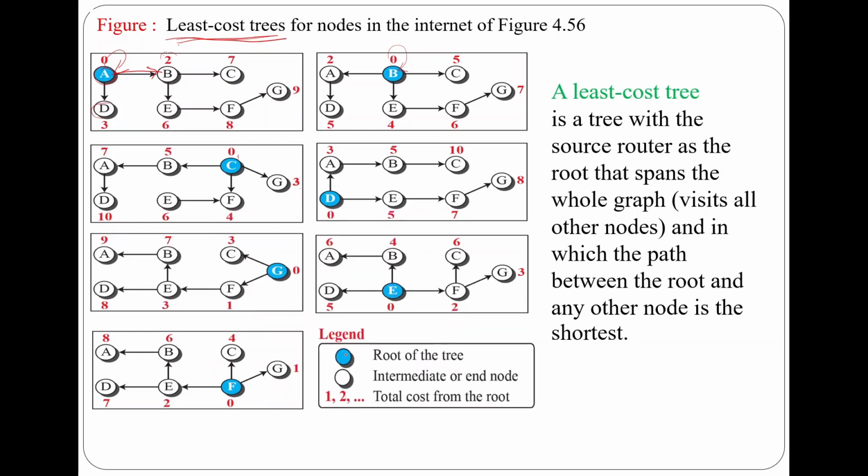You can see the figure, the legend, the label of the figure. Here, whatever the blue circle is there, that is called root of the tree. And the plain circle, you can see, that are called neighbor nodes or intermediate or end nodes. And the numeric values on the nodes represent cost.